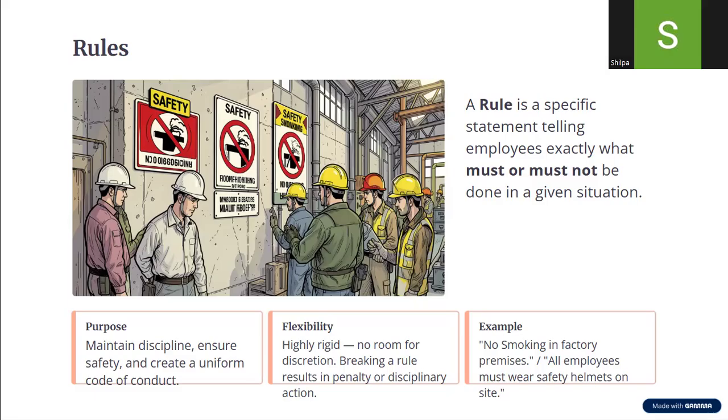When we talk about flexibility, rules are a little rigid. Only in very few situations are the rules modified. Otherwise, the rules are very strict. They are made in such a way that they bring discipline in the organization, and it is not easy to break the rules. We can say that flexibility is not possible when it comes to rules.